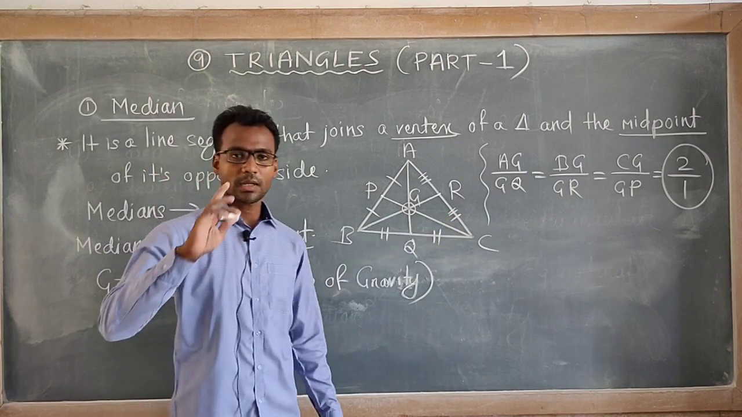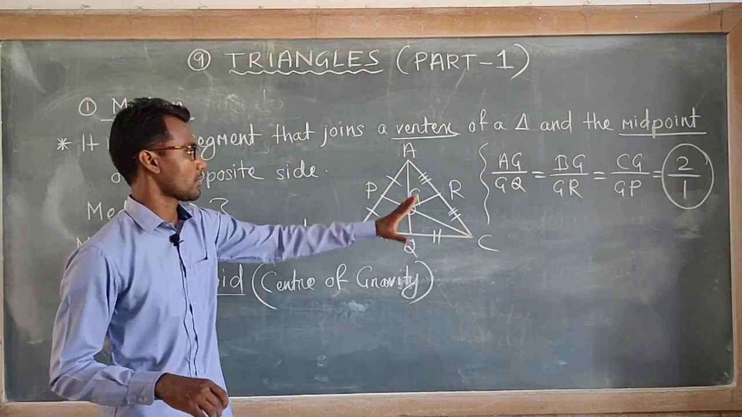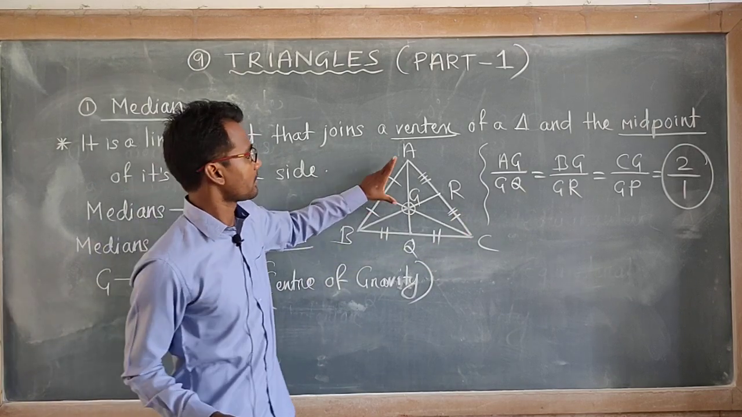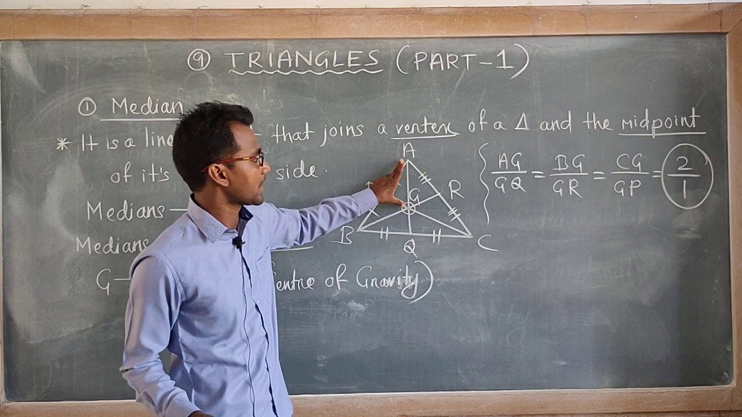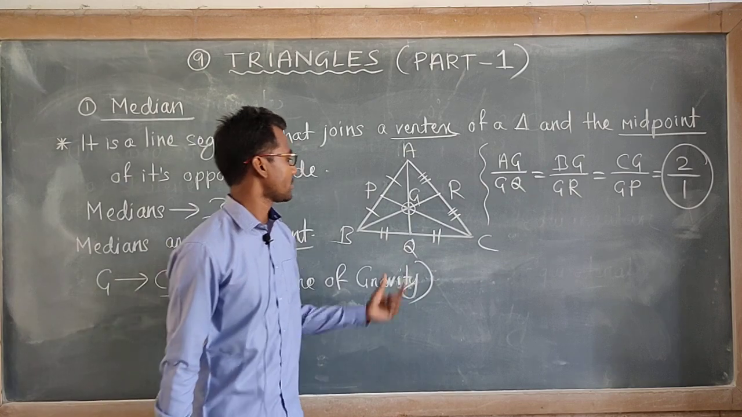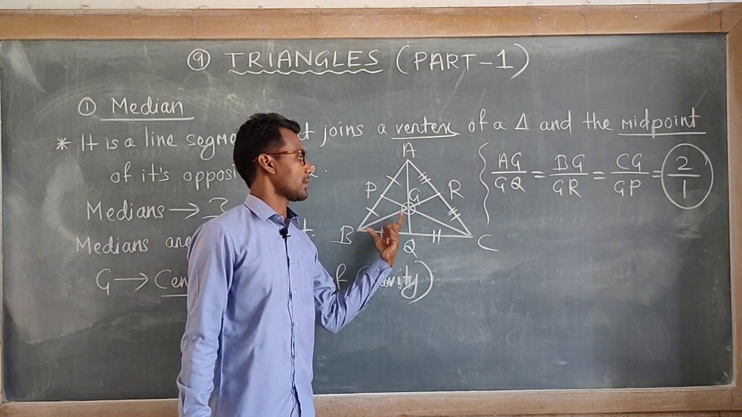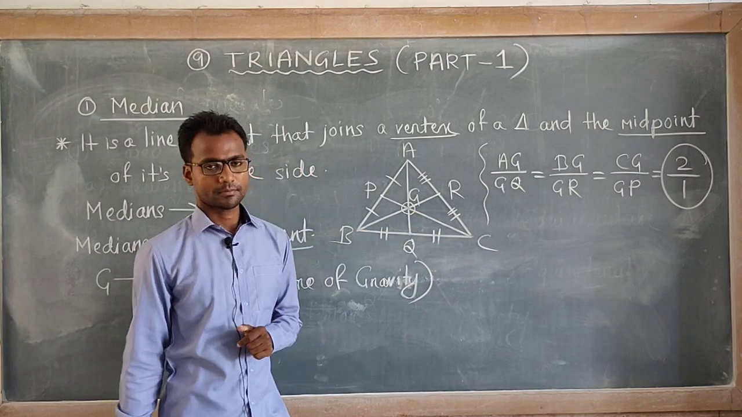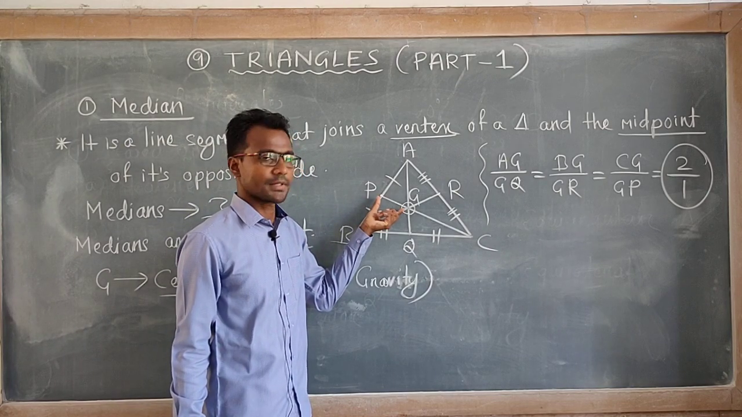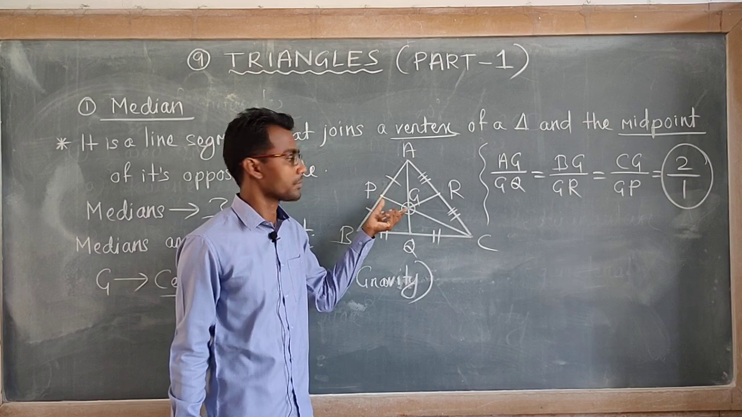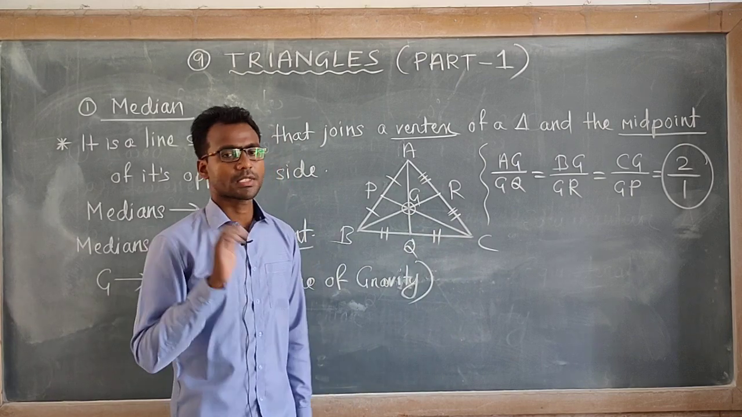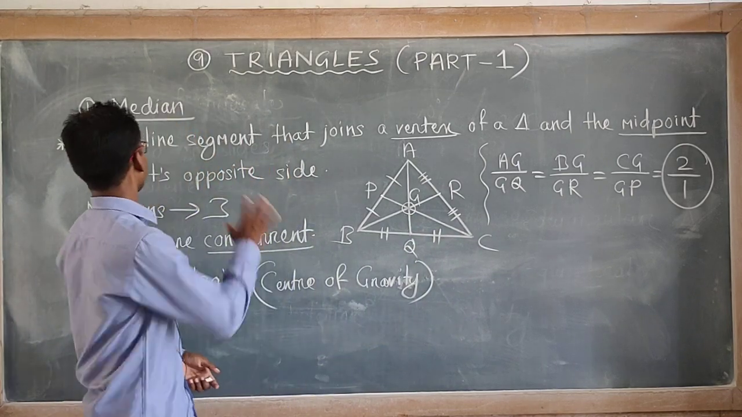Its proof I will give in class 10, not now. Just you have to remember the ratio, 2:1. That means if AG is 6 cm, GQ will be 3 cm. Similarly, if BG is 8 cm, GR will be 4 cm. If GP is 5 cm, CG will be double, CG will be 10 cm. So this is the relation that you have to remember about median.